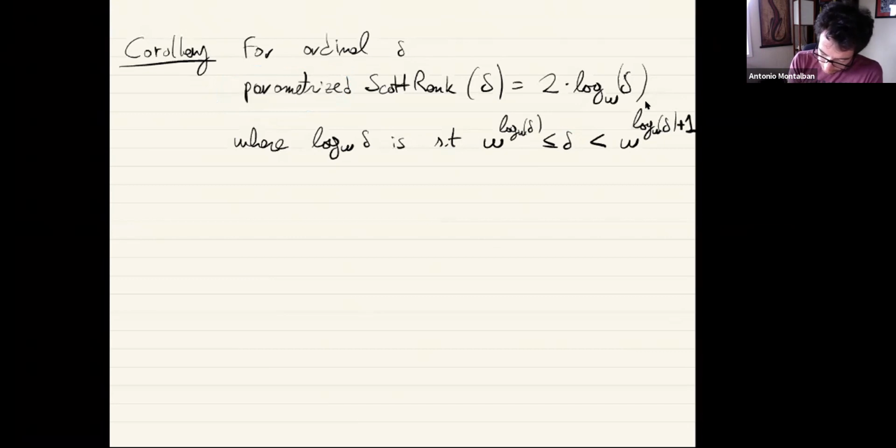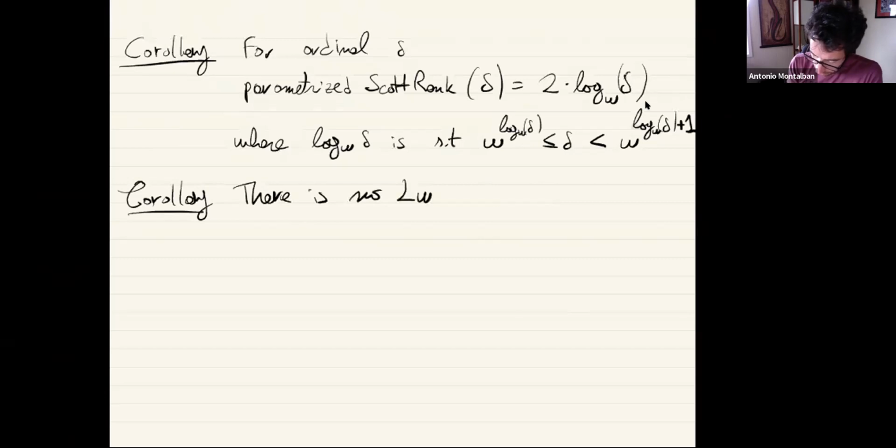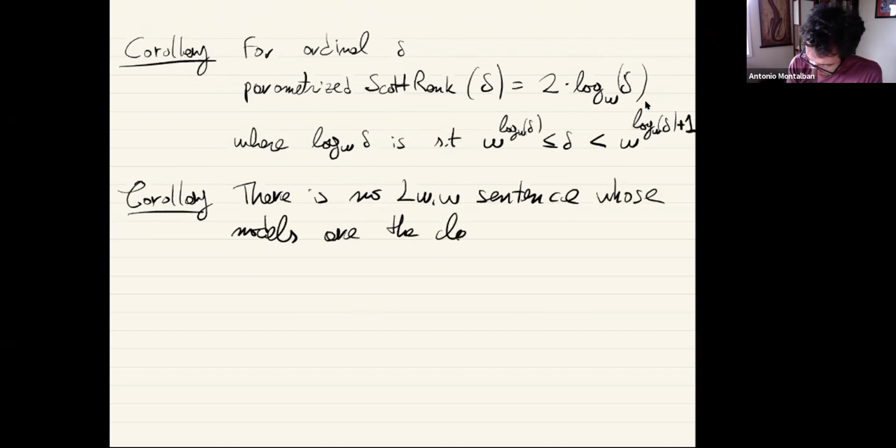Another corollary of the lemma that we had before is that there is no L omega 1 omega sentence whose models are the class of well orderings.